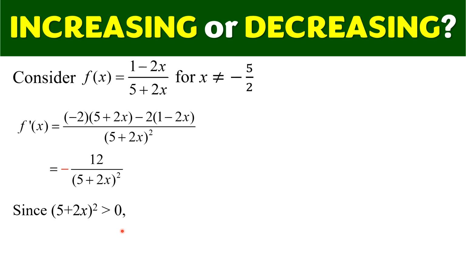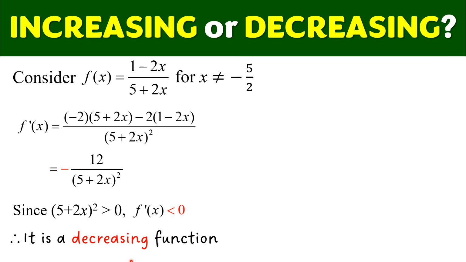Once I have this, similar to the earlier example, because there is a negative value in front here, I do know that this derivative will be a negative value. So f prime of x has to be less than 0. With this, what is the type of function that we get here? It is a decreasing function. So do take note, you must know how to write out the proof. The statement here is really important, so do take note of the presentation.